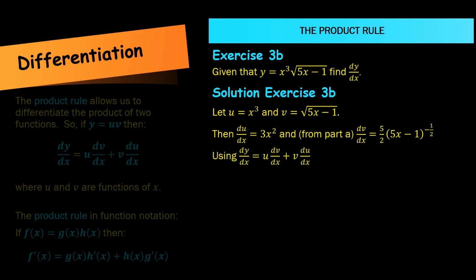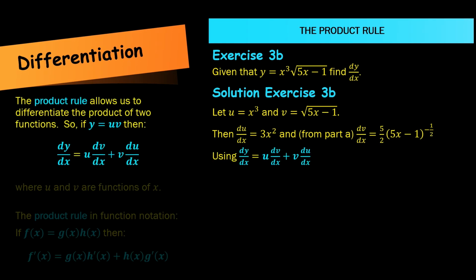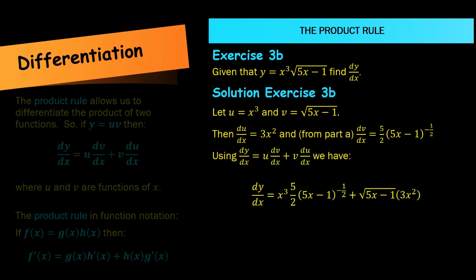And so we can apply the product rule. dy/dx equals u times dv/dx plus v du/dx, to give us that dy/dx equals x cubed times 5 over 2 times (5x minus 1) to the power minus a half, plus root 5x minus 1 times 3x squared.